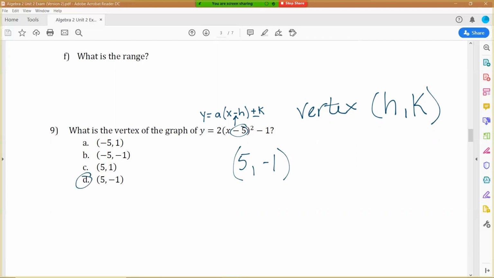Really, you could do this problem and not write anything down. So I can look at that and tell you that the vertex is 5 comma -1. Again, you've got to change the sign of what comes out of the parentheses. The number out at the end stays the same. So that's 2 points. You're either getting both 2 points or you're not. So you're either getting it right or you're not. Hopefully everybody gets it correct though.